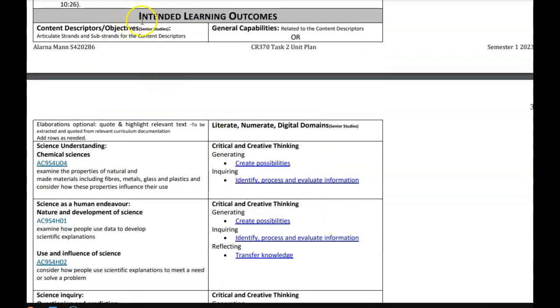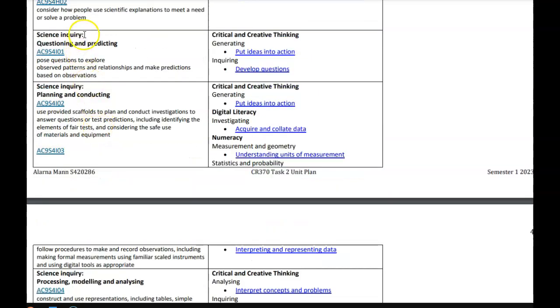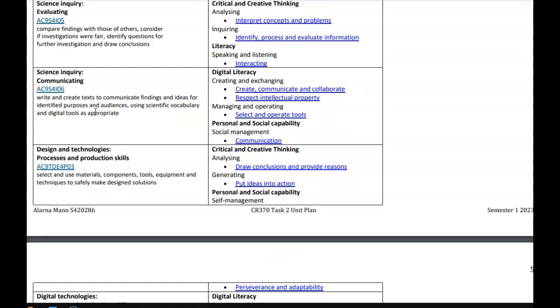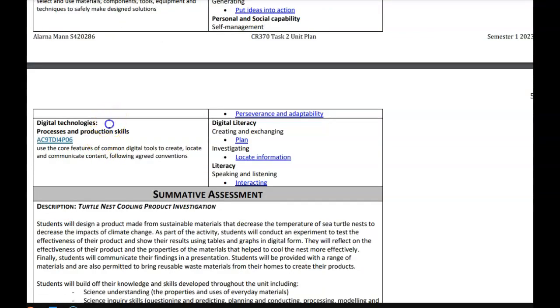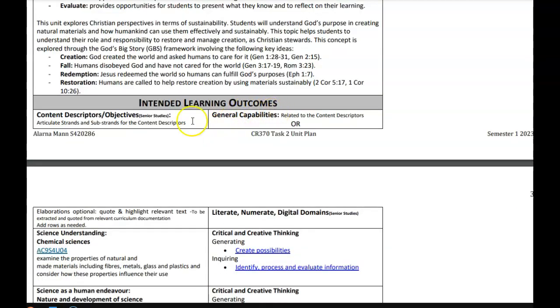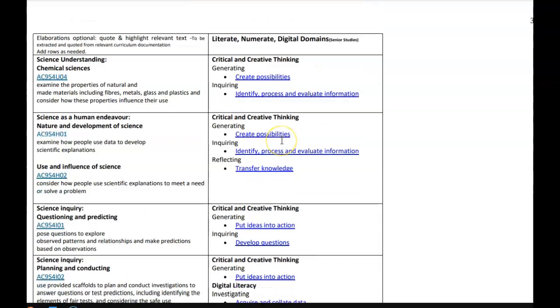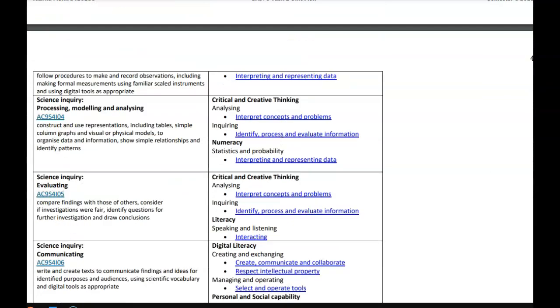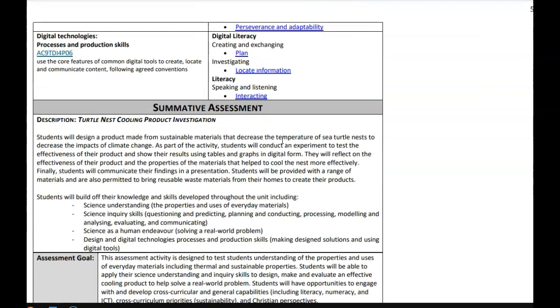The intended learning outcomes, again, are well done. We have content descriptors, science understanding, science human endeavour, science inquiry, and so on, all the aspects of science inquiry, digital design technology, and digital technology. So they've covered the whole STEM range. In a similar way, the general capabilities are covered here. Critical thinking, digital, numeracy, literacy, etc. So the whole range is talked about, and I think showing me very clearly that these things are part of what they do, and that aligns with your rationale.